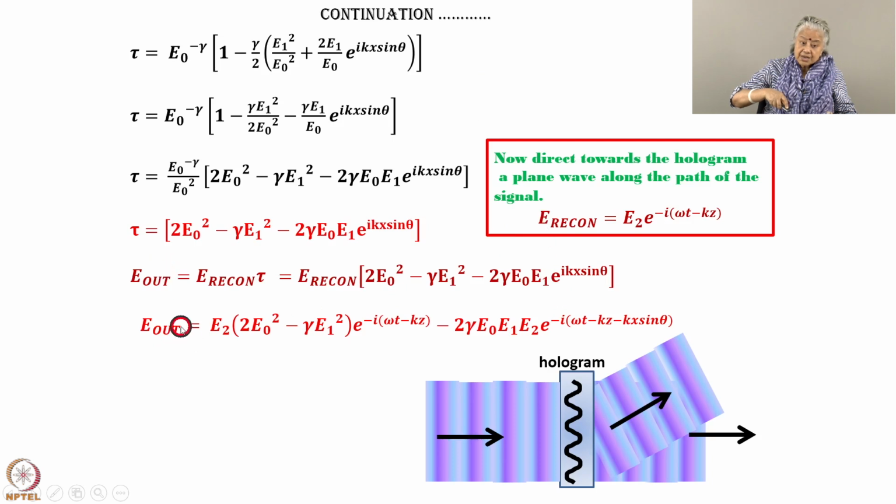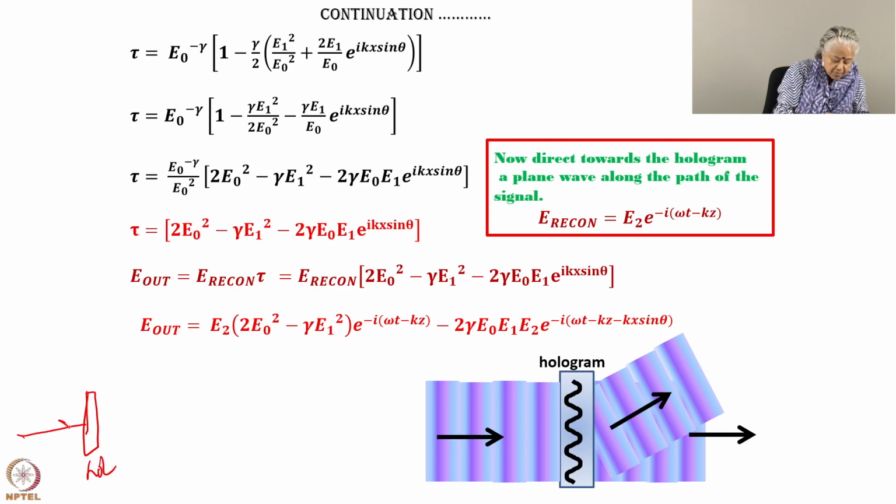Then what is the output of the hologram? That means I have a hologram here. This is my plate. I am putting in a new beam of light and I must know what is this output beam. This output beam is E out. Okay. That E out is something which I am talking about here.